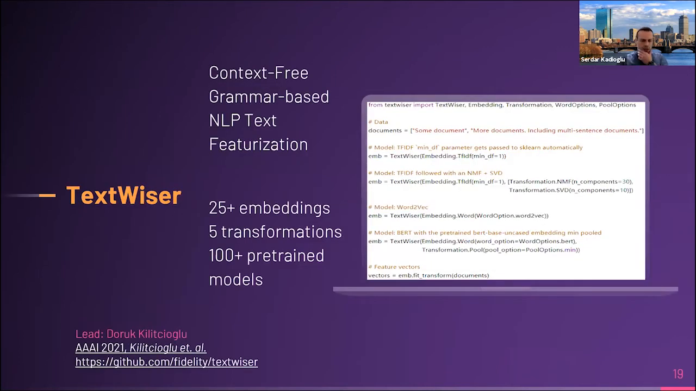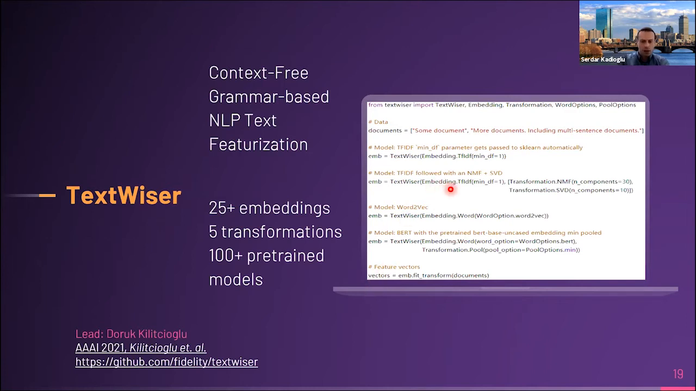Here's the TextVisor library, whose context-free grammar we presented at AAAI this year. I have a set of documents here. Let's say I have a document, and maybe another document that's a little longer. What I can do is to initiate an embedding. In this case, I'm using a frequency-counting approach called TF-IDF, as one of the embedding parameters. If I take my embedding and fit-transform my documents, the output is the vector representation. These are the king and the queen vectors that you've seen in that picture.